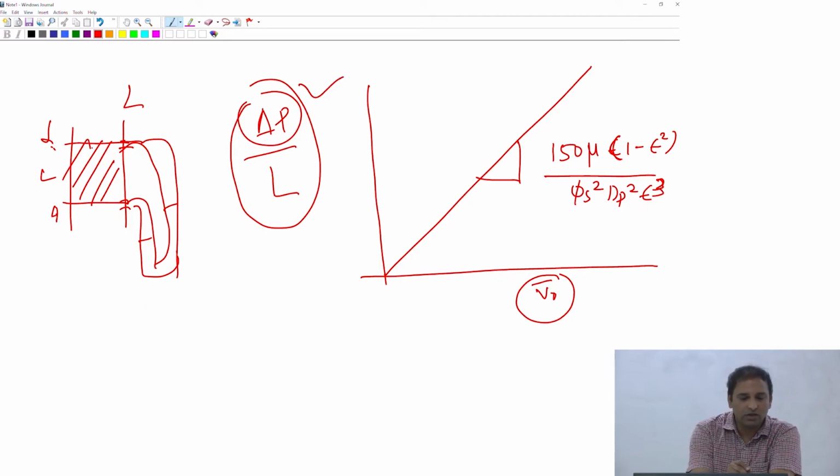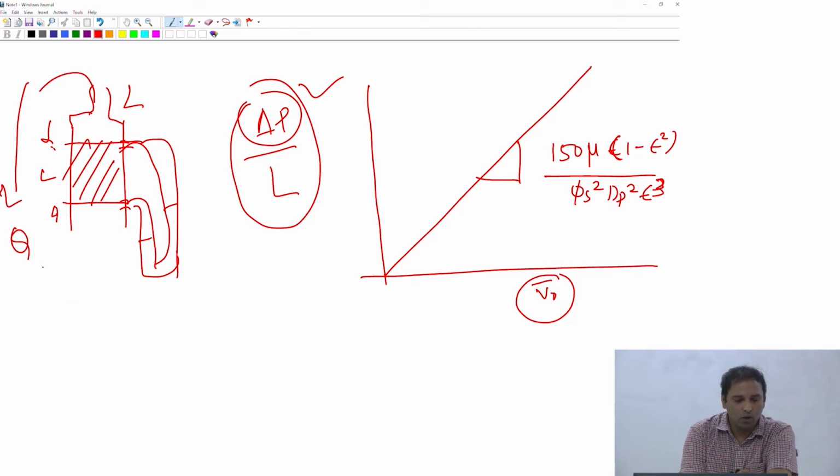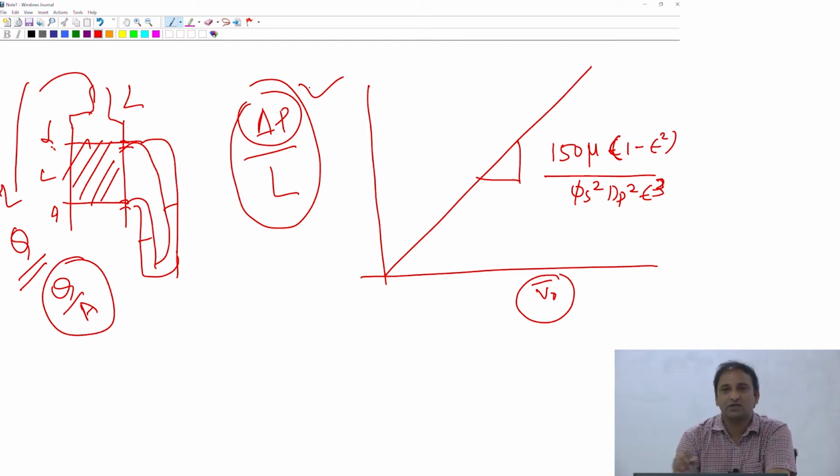Once the liquid comes out of the packed bed, I can collect it and measure Q, which is the volumetric flow rate. The volumetric flow rate divided by the cross-sectional area gives you the superficial velocity, right? So you have a way of measuring both of these.